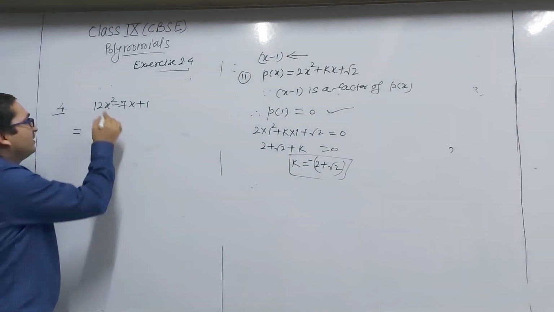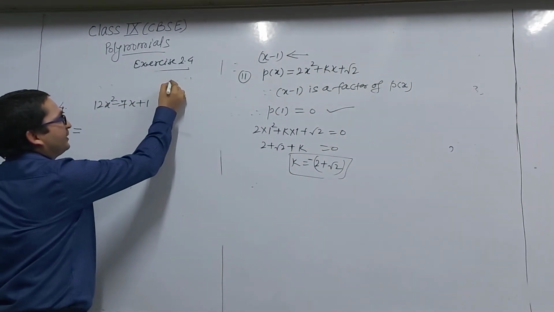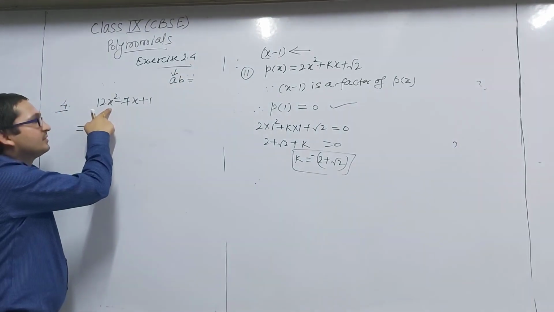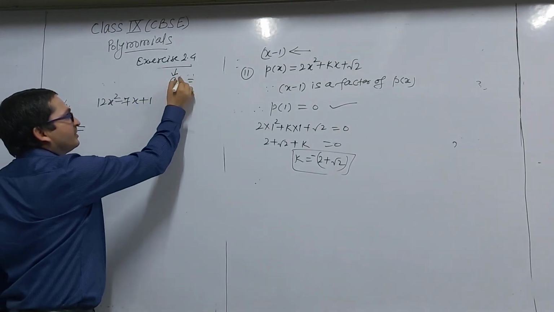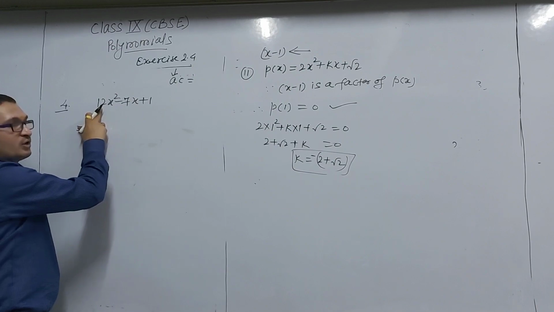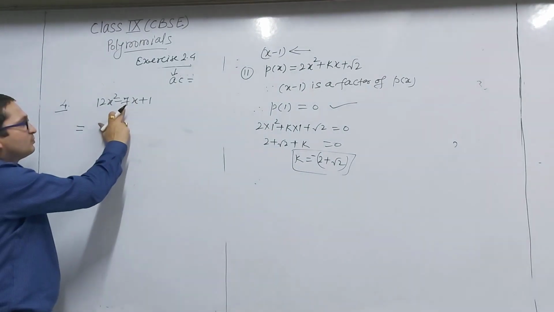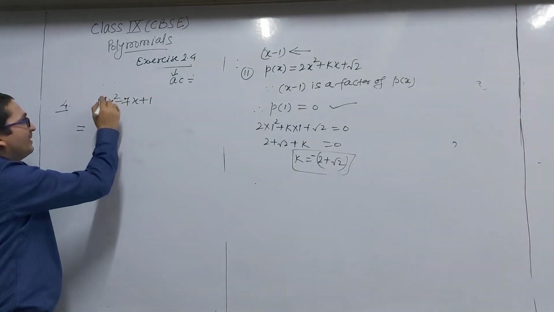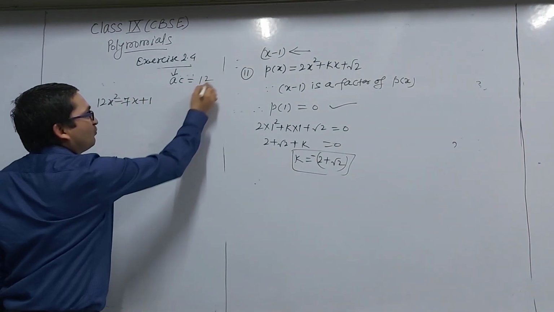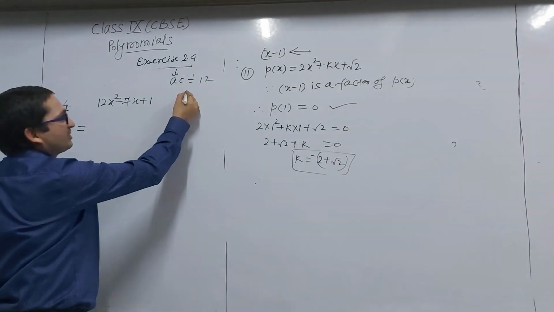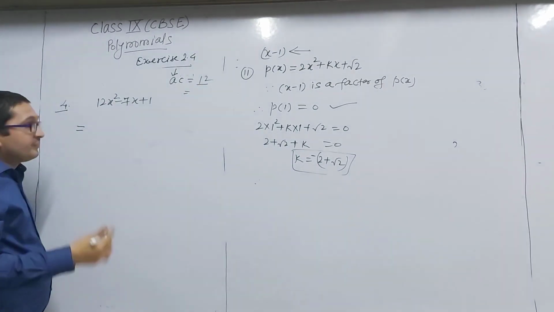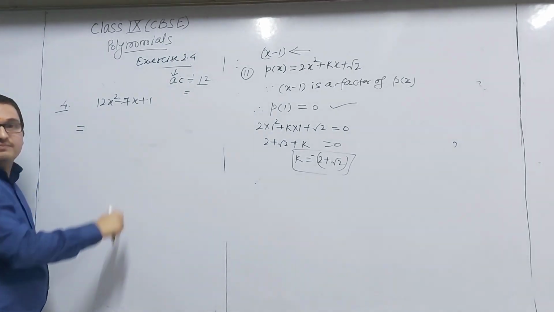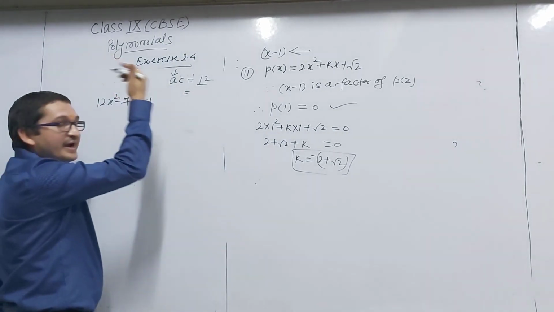What we do, you need to find AC. A means what? Coefficient of x square. B means what? Coefficient of x. C means what? The constant, 1. Now multiply 12 into 1. How much do we get? 12. Now you need to find factors of 12 in such a way that the addition of those factors should be minus 7. So many factors are possible over here.